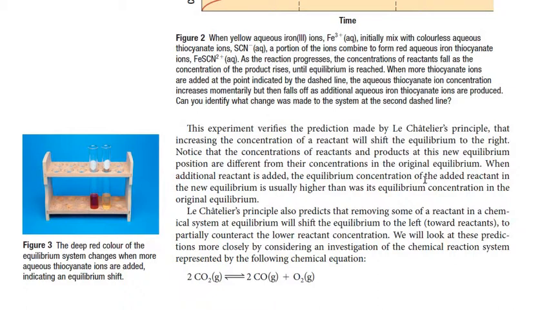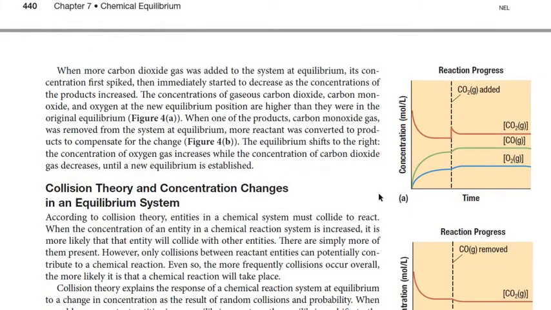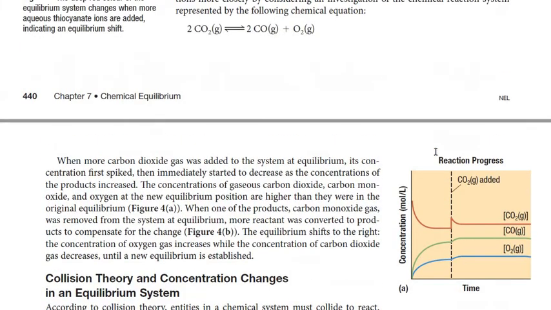Le Chatelier's principle also predicts that removing some of the reactant in the chemical system at equilibrium will shift the equilibrium to the left. It means toward reactants, to partially counteract their lower reactant concentration. We will look at these predictions more closely by considering an investigation of the chemical reaction system represented by the following chemical equation: 2CO2 gives 2CO plus O2. So basically what we have here, carbon dioxide is the reactant and carbon monoxide and oxygen are the products.